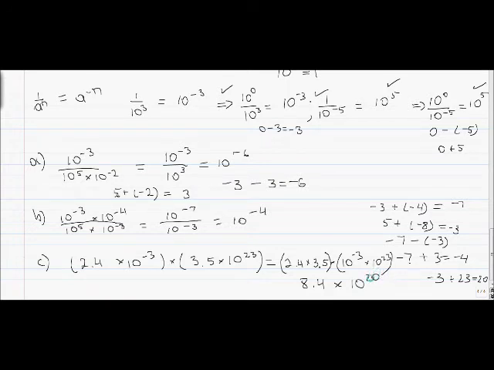Next, let's continue to the next problem. Problem D. We have 2 times 10 to the third, multiplied by 4 times 10 to the 23rd.